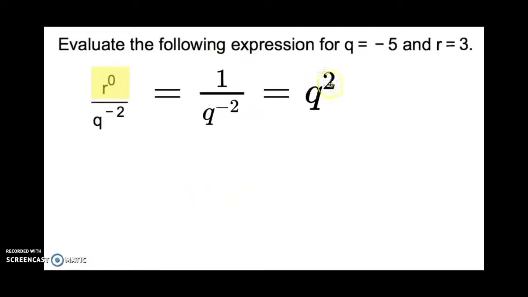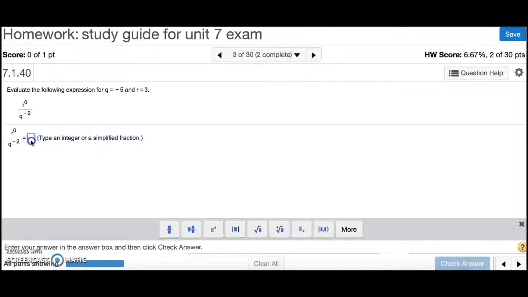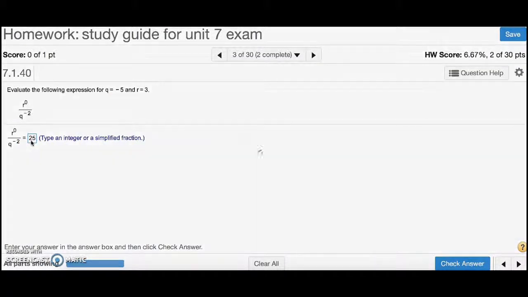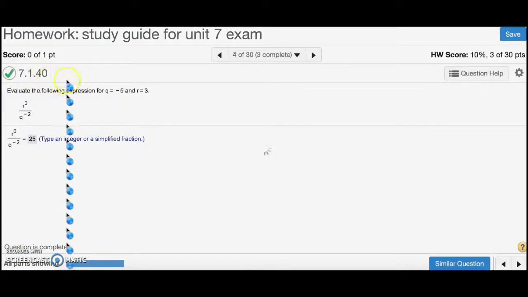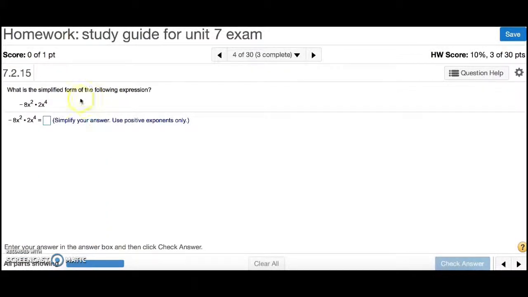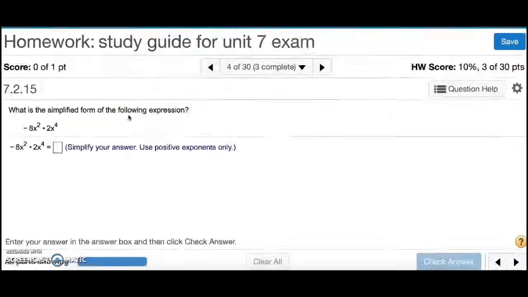Now it asks you to evaluate. Q equals negative 5. So negative 5 squared is going to be positive 25. So that's going to be my answer. So my answer is going to be 25. That's number 3. Number 4, it says, what is the simplified form of the following expression?